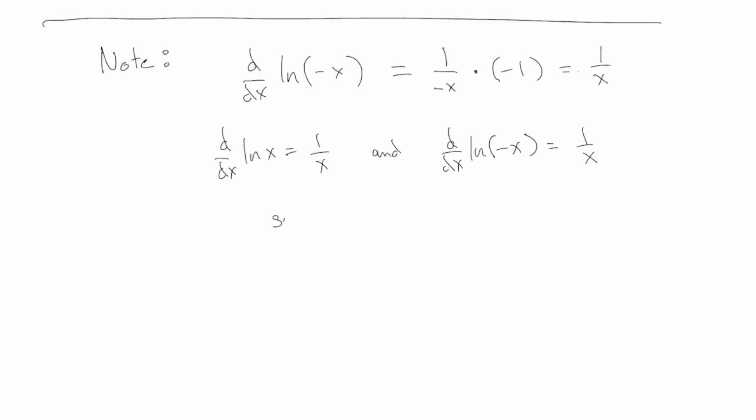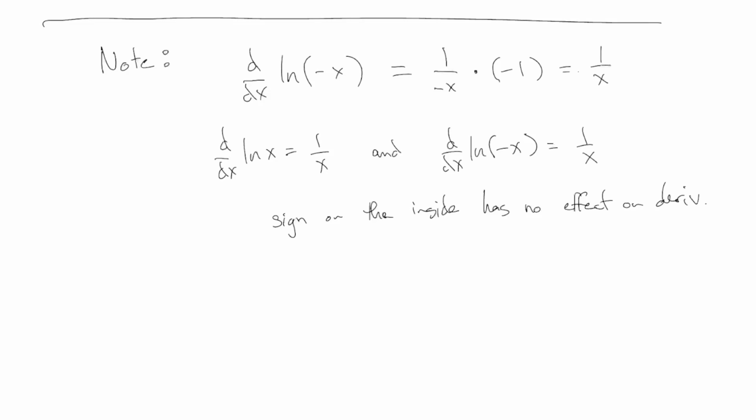The sign on the inside has no effect on the answer, on the derivative, right? It's 1 over x either way, if it was x inside or minus x inside. This is not true of most functions, but for the natural log and for the other logarithms also, it is true. The sign on the inside has no effect on the derivative, all right?